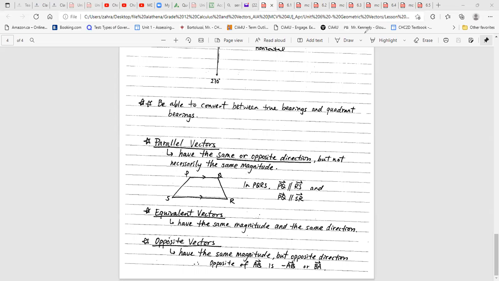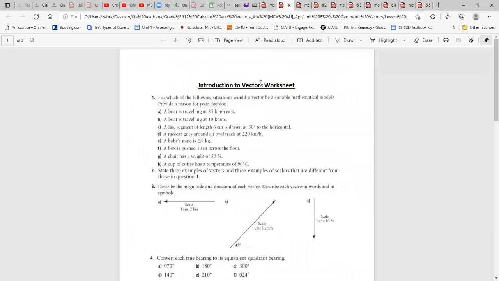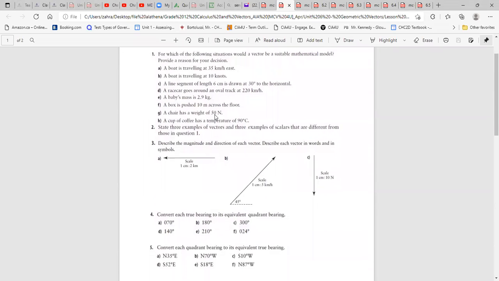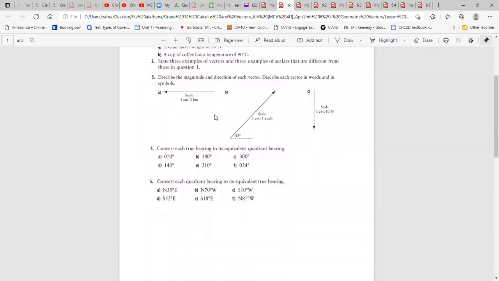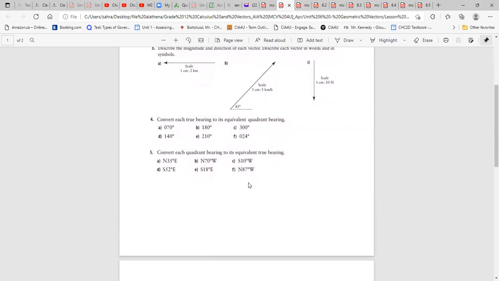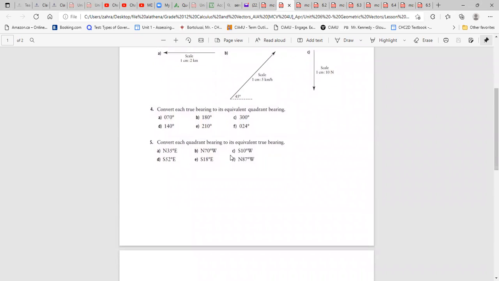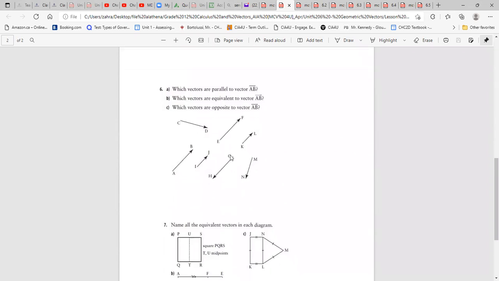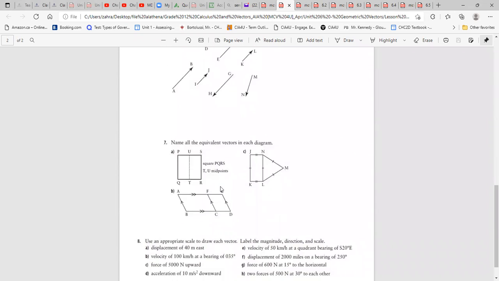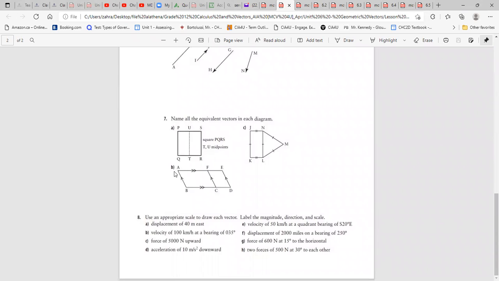Now, for the worksheet, you can do question number 1, question number 3, question number 4, ABC, question number 5, ABC, question number 6, question number 7, B, and question number 8, A, B, C, and D.